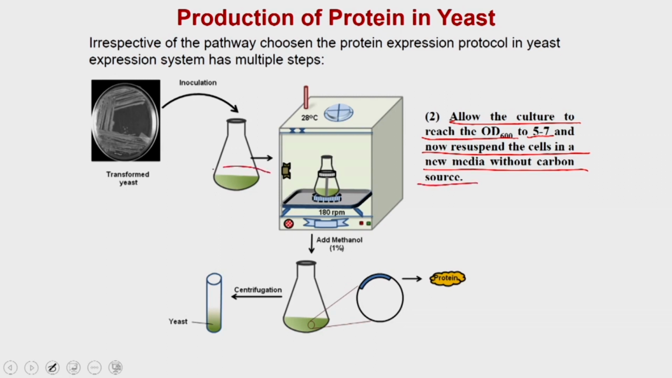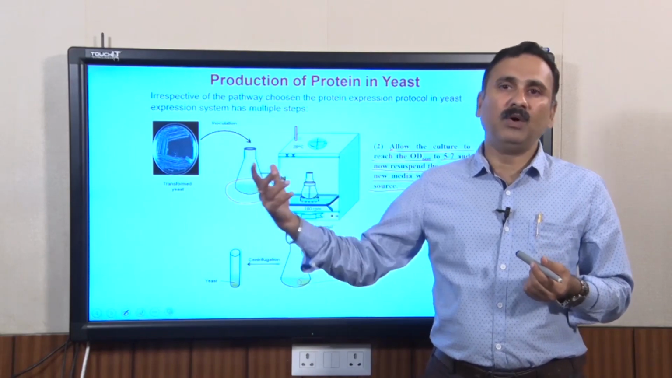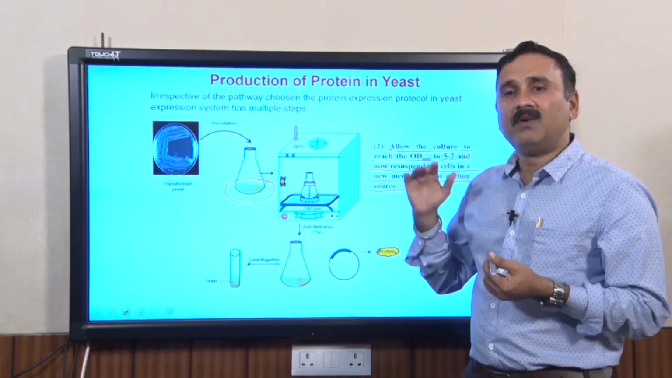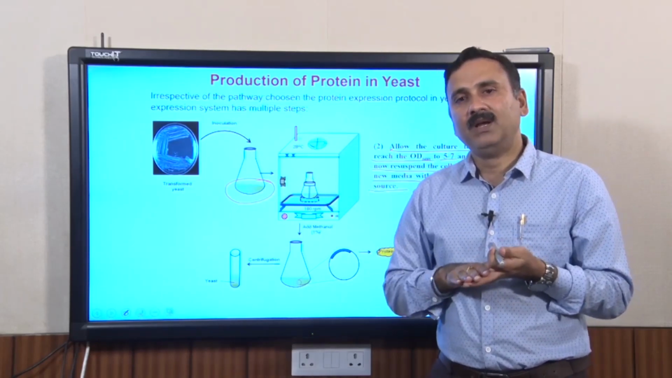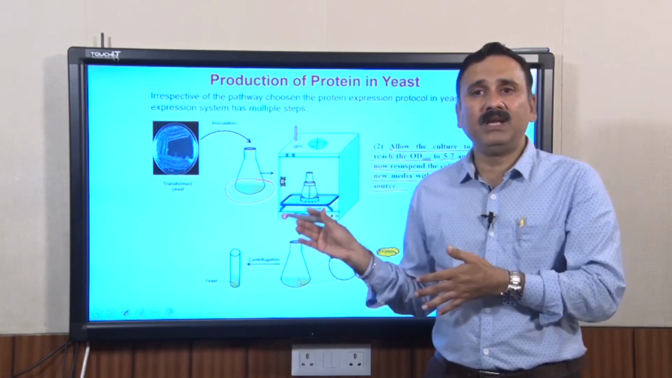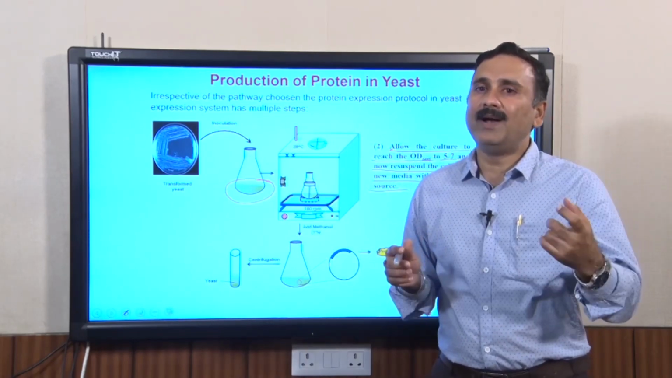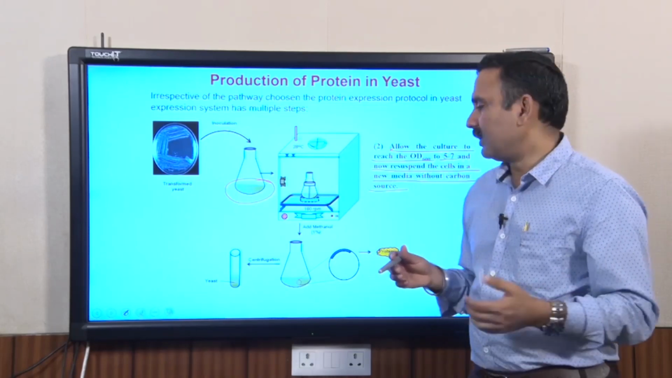In this particular type of media you are not going to use methanol as a carbon source. Here you are going to use a regular carbon source such as glucose or other kinds of carbon sources, and then you allow the yeast to grow to an OD of 5 to 6. Once it reaches an OD of 5 to 6, you pellet down the yeast cells and put them into a new media, and in this new media you are not going to provide glucose or other carbon sources.